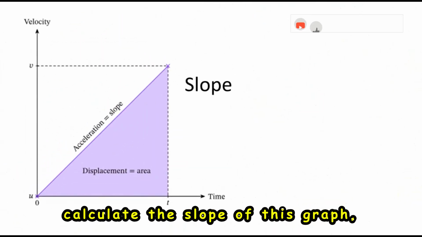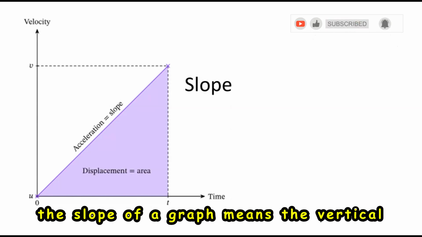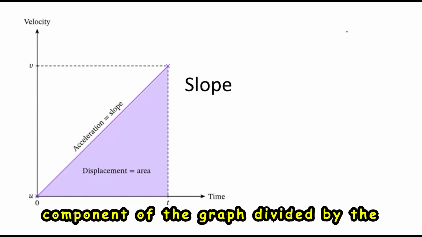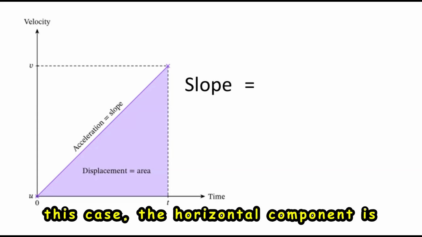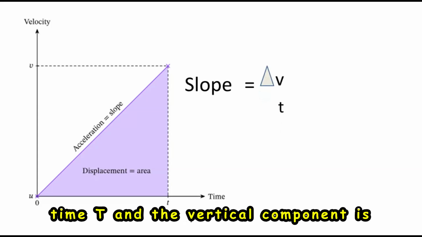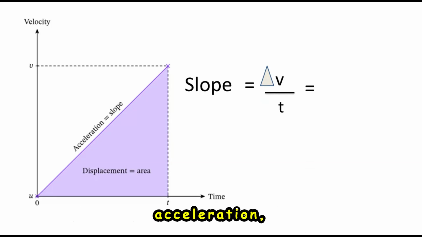If we calculate the slope of this graph, the slope of a graph means the vertical component of the graph divided by the horizontal component of the graph. In this case, the horizontal component is time t and the vertical component is velocity. So we can say that the slope of the velocity time graph gives us acceleration.